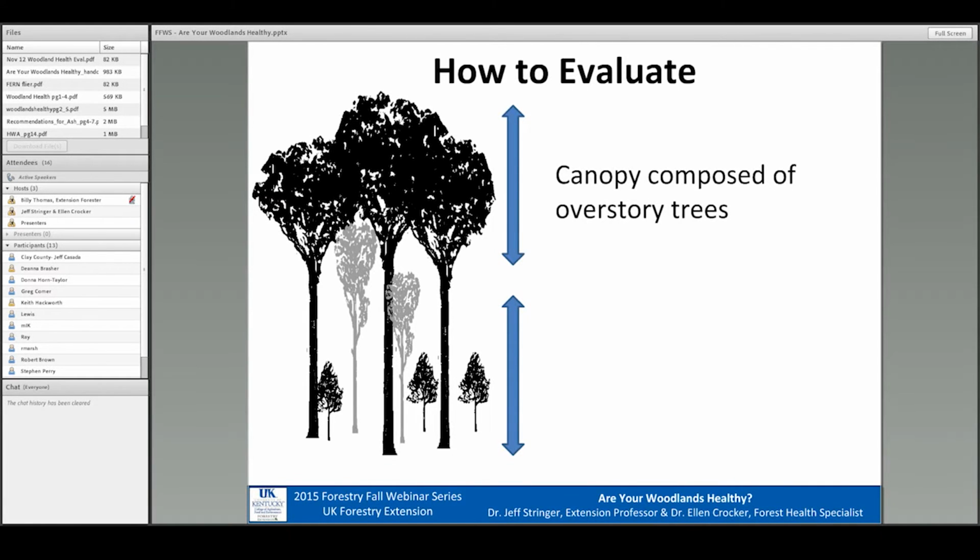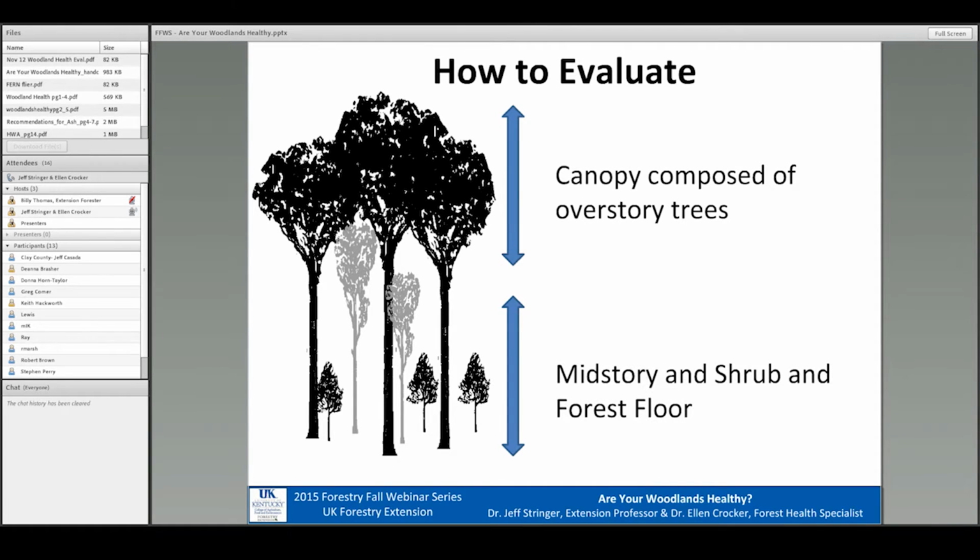One easy way to do this is to divide your woods vertically into your overstory trees, or your canopy trees, and then into what's underneath, which is what we call midstory. Those are those gray trees that you see there, and then shrub and forest floor. So shrub is what's in your face, 5, 10, 15 foot tall, and then the forest floor is what's actually down on the ground layer. So you can analyze and assess your woods by first analyzing what's going on with your canopy trees, and then analyzing what's going on down at the ground. That's a good way to break it out.